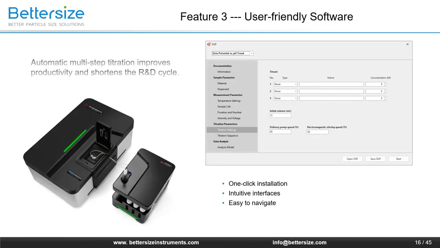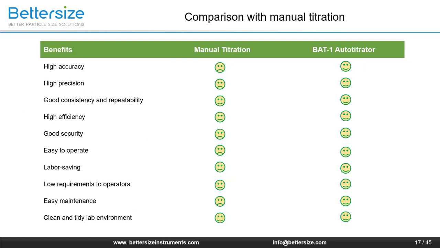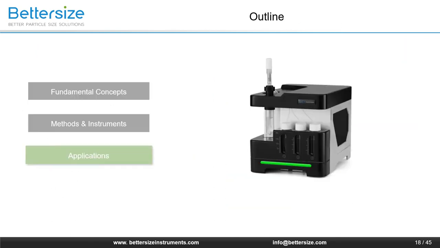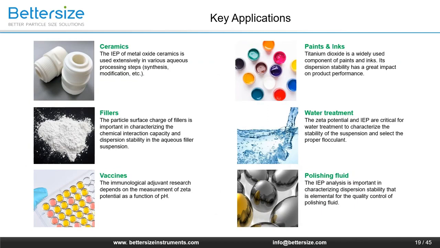Feature 3. The user-friendly software. One-click installation, intuitive interfaces, and easy navigation are part of the features of the Binano software. It doesn't need strict training in how to use the software or take a long time to get used to it. Here is a summary of the benefits of the BAT1 auto-titrator versus manual titration. Up next, I will introduce some applications and share with you some measurement cases with the Binano and the BAT1.